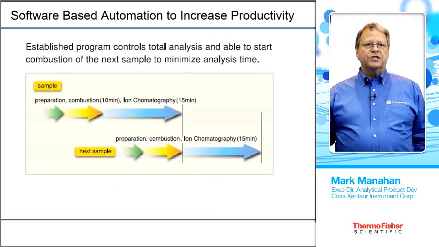Here is a diagram showing the sequence of combustion and chromatography. You have the sample prep, the burn, and the injection. You can see from this diagram that the next burn occurs before the ion chromatogram is done. So the first analysis is the time it takes to burn the sample plus the ion chromatograph. Every other analysis is the time of the ion chromatography.